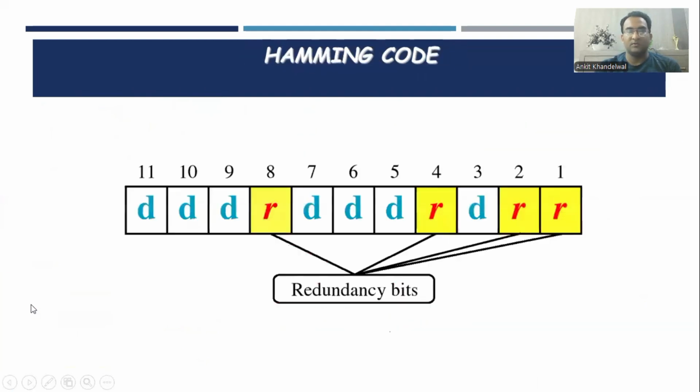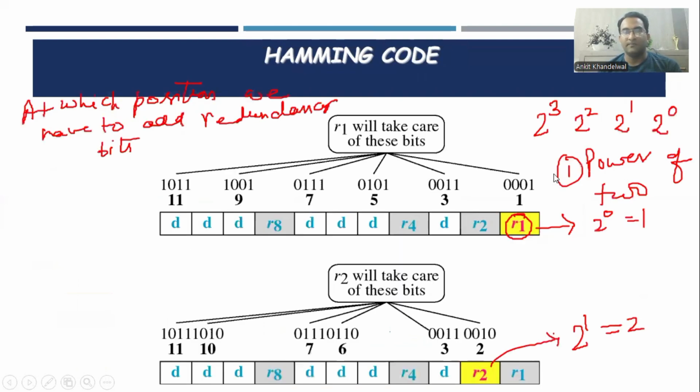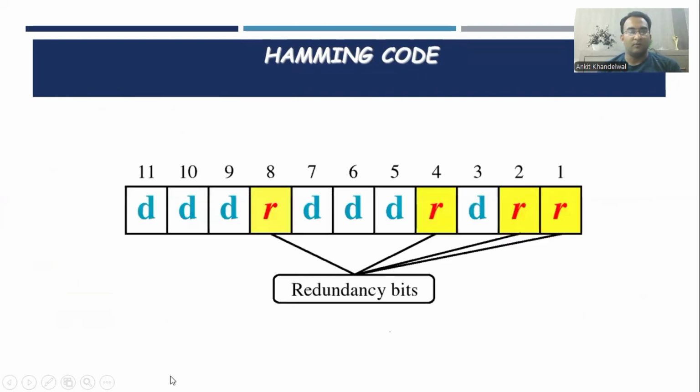This is the position number 1, because 2 to the power 0. This is position number 2, because 2 to the power 1. This is position number 4, because 2 to the power 2.